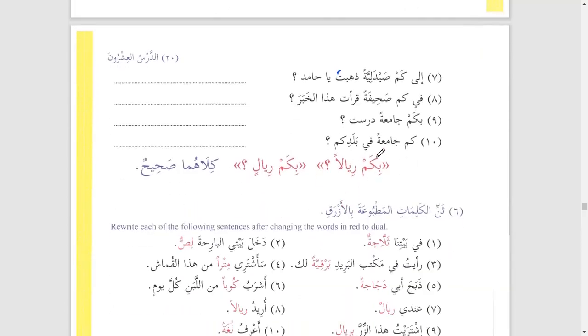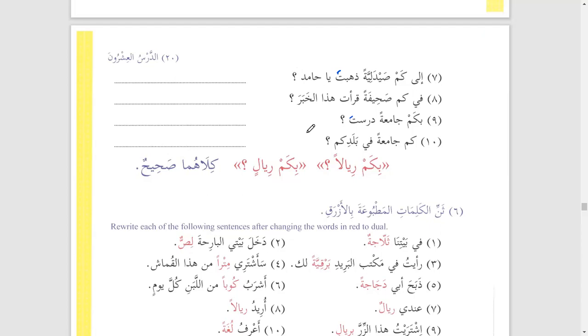بكم جامعة درست؟ درست or درستي? Yes, both of them are okay. درست بجامعتين. We have to use the preposition: I studied in 2 universities. So درست بجامعتين, and B is the savior. It always comes to help us. Either we use fi or B, and B is used a lot, as we discussed in book number 1; it is used quite frequently and in different meanings as well.